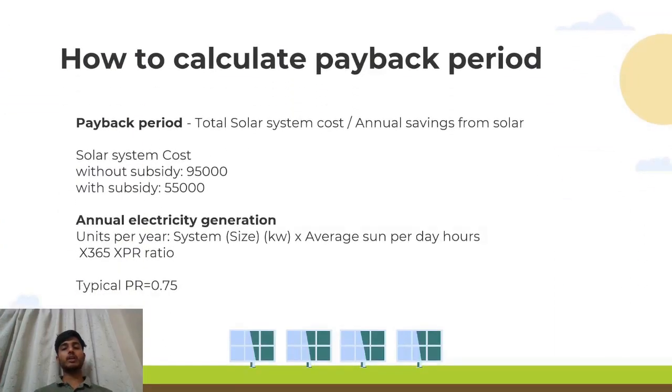Now let us see how to calculate payback period. To calculate the payback period, we have to divide the total solar system cost by annual saving from solar system. So for 1 kilowatt solar PV system, the cost without subsidy is 95,000 and with subsidy is 55,000. To calculate the annual electricity generation, we have to multiply system size into average sun per day hours into 365 into PR ratio. The typical PR ratio is 0.75.